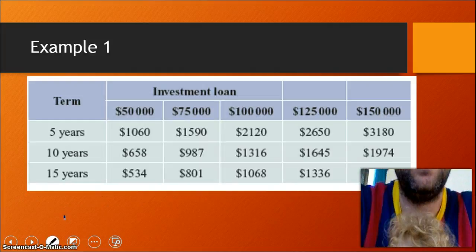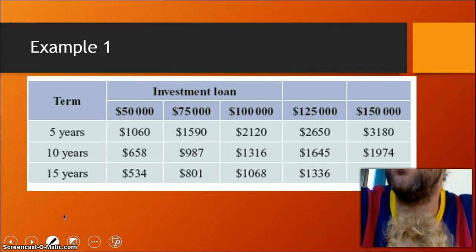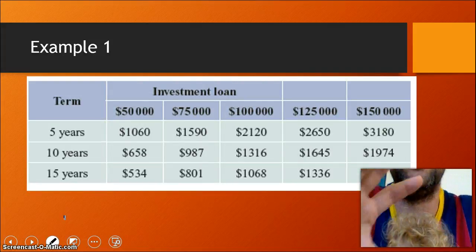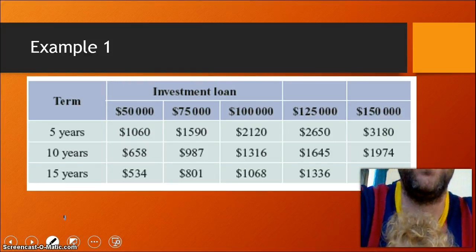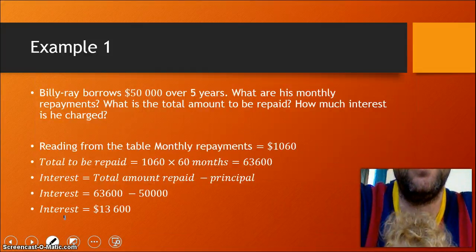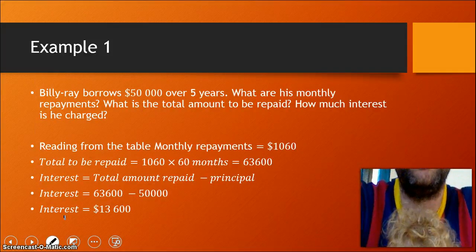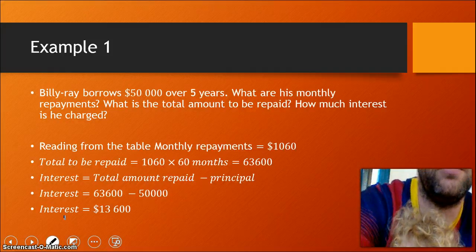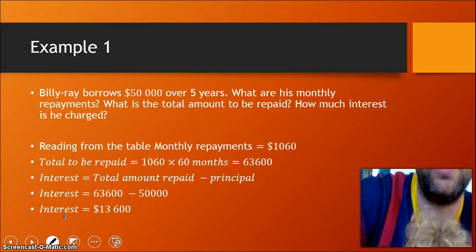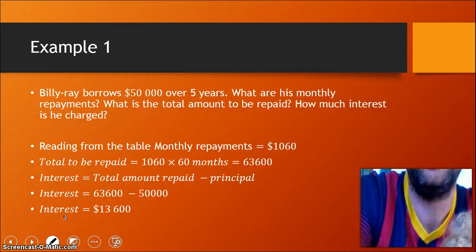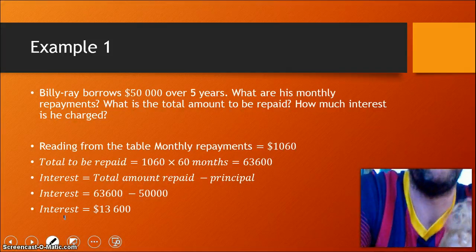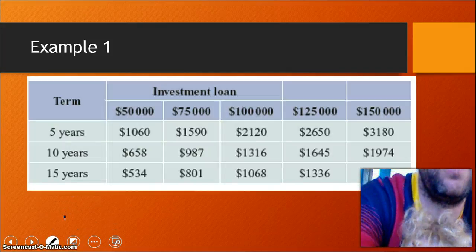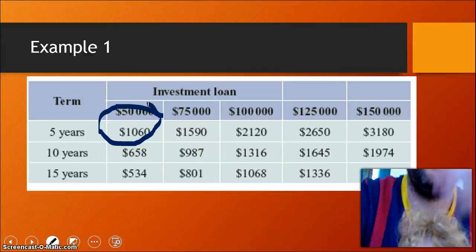So in example 1, I'm going to use this table quite a bit. You've seen these tables before, very similar to what we were using in present value and future value. So here's our question. Billy Ray borrows 50 grand over 5 years. What are his monthly repayments? To work out his monthly repayments, all we're doing is reading back from the table. $50,000 and 5 years is that one there.